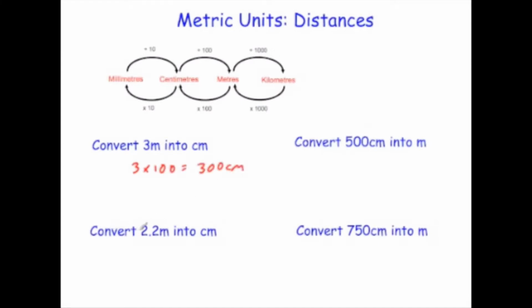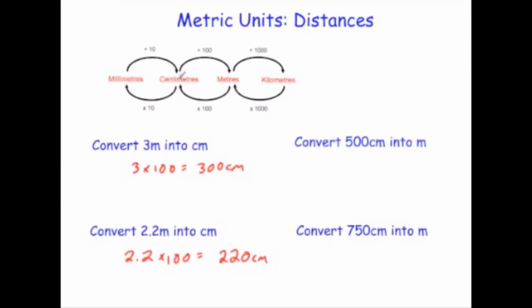Next, convert 2.2 meters into centimeters. So to go from meters to centimeters, you times by 100. So 2.2 times 100 would be equal to, well, move the decimal place twice, so 220. So 220 centimeters.